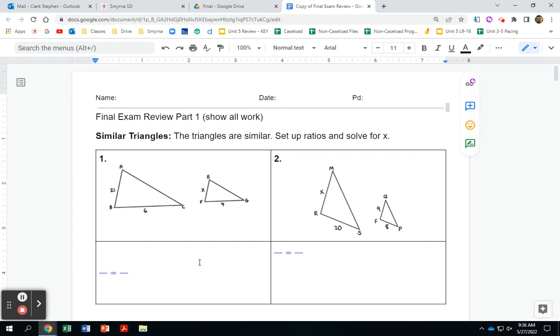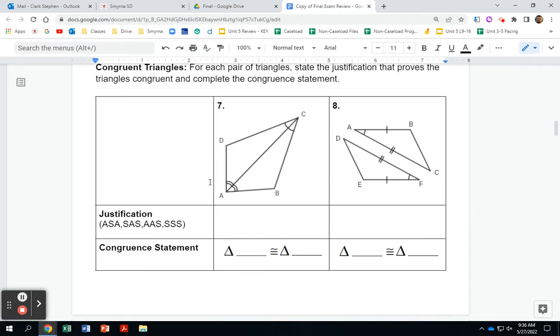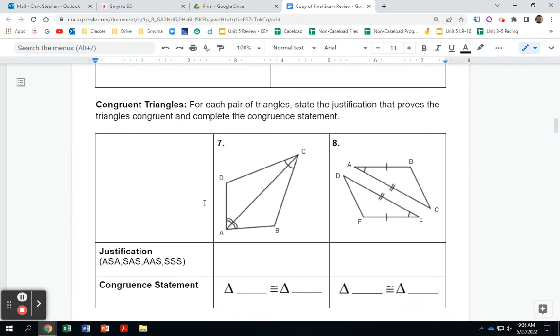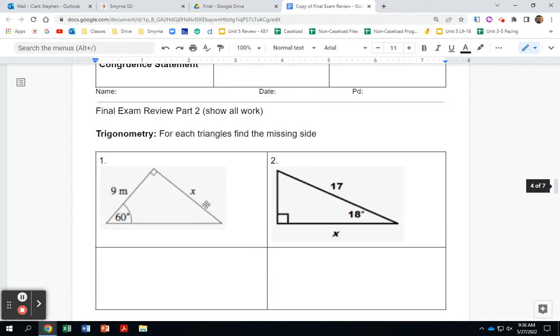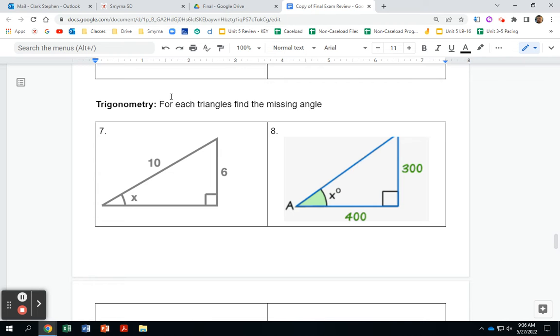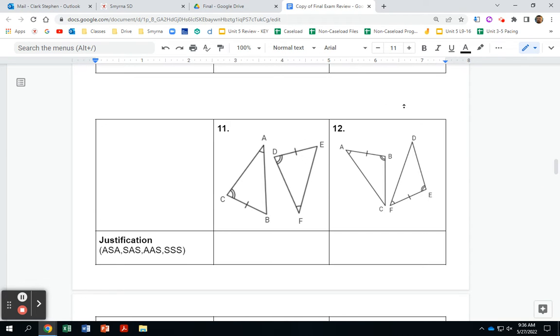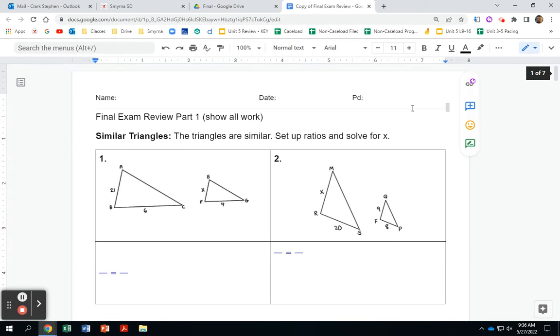I'm going to go over the final exam review part one, and just to show you, there's going to be four different topics on the final. I chose the similar triangles, find a missing side, and then we're going to do congruent triangles. And then on part two of the review, we're going to do trigonometry, find a missing side, and trigonometry, finding the missing angle. So that's what's going to be on your final. I know you're sad that I didn't put every single topic on there. That's what we're putting on there.